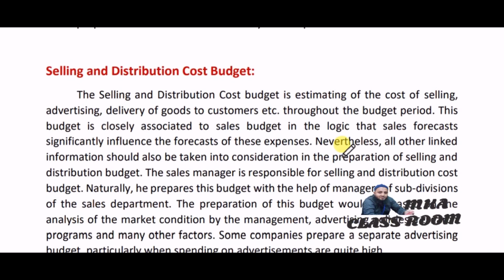Selling and distribution cost budget. The selling and distribution cost budget is the estimate of the cost of selling, advertising, delivery of goods to customers, etc., throughout the budget period.